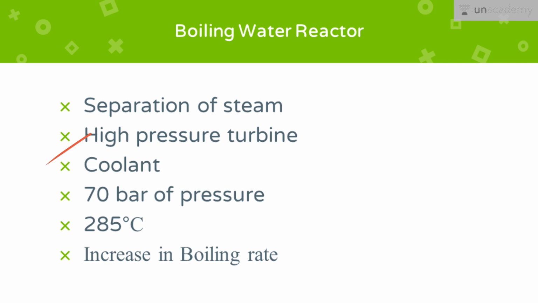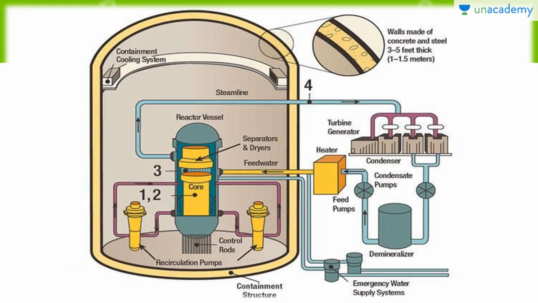The coolant thus serves a triple function: that of a coolant, moderator, and working fluid. Since the coolant boils in the reactor itself, its pressure is much less than that of a pressurized water reactor and is maintained at about 70 bar of pressure and at around 285 degrees centigrade. However, an increase in the boiling rate displaces the water or moderator in the core and reduces the ability of the moderator to thermalize neutrons and hence reduces the reactor power level.